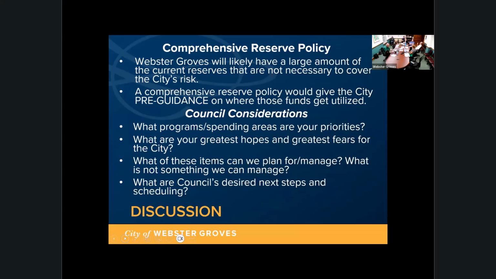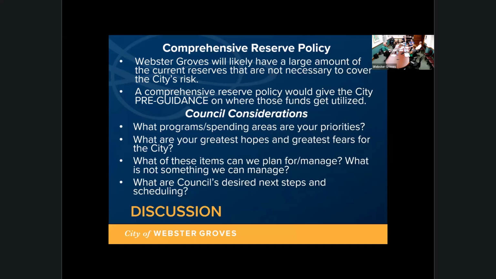What parameters do we want to put against that so that we can't say, well, let's go ahead and put a nice flower garden down here on this street? We need to make sure there's something that the entire community, Webster Groves, is going to benefit from, like street repair, or if something happens, an emergency.